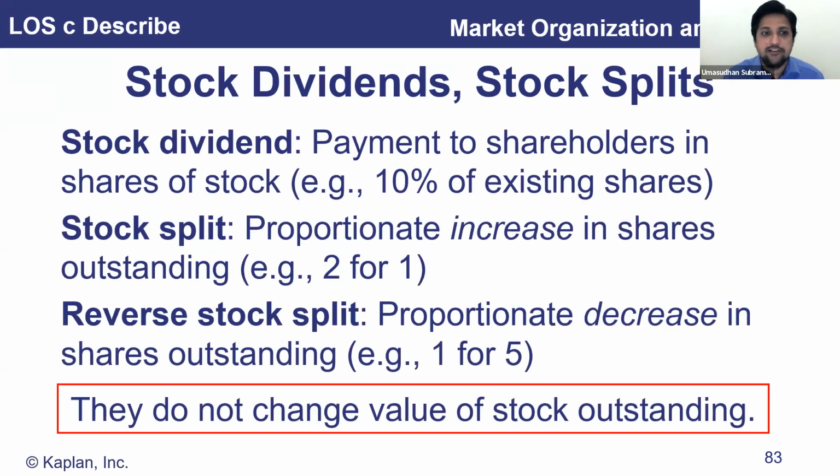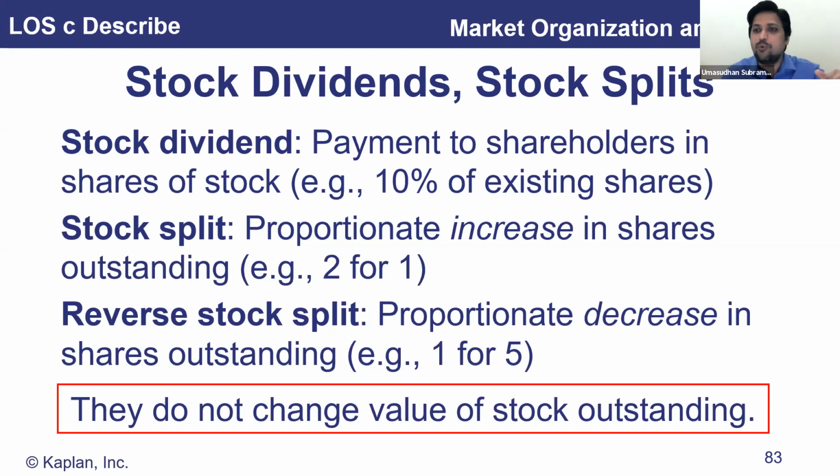Moving further down in slide 83, we are going to talk about different types of dividends that are available. Number one is stock dividend, number two is stock split, and number three is reverse stock split. I'm going to use an Excel spreadsheet to demonstrate what each of these means. But at the end of the day, one thing you need to understand is that whether it is a stock dividend, which some people call bonus shares, or a stock split, or a reverse stock split, which is the opposite of a stock split, whatever you do, the value of the company does not change. So you need to understand that.